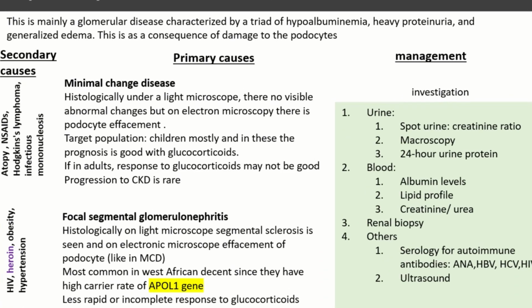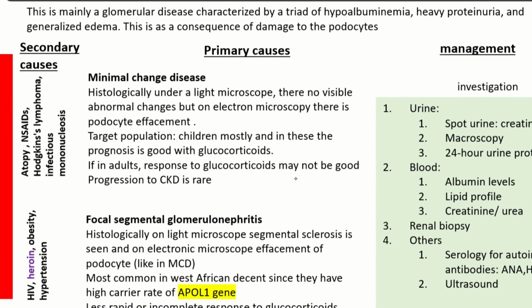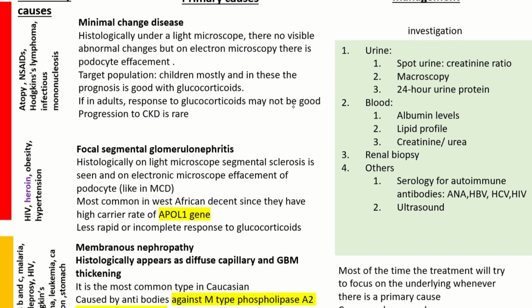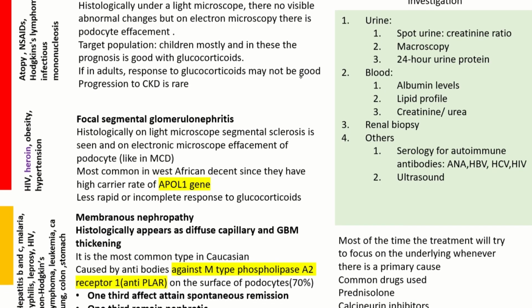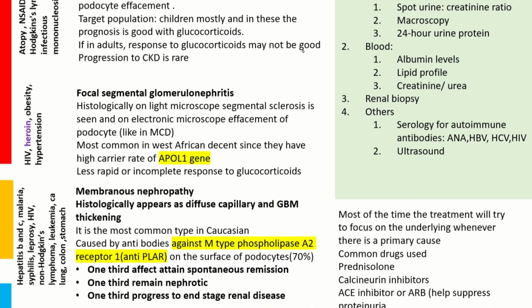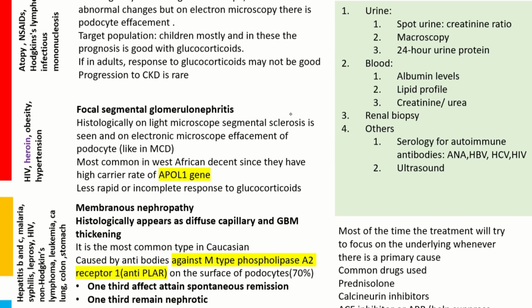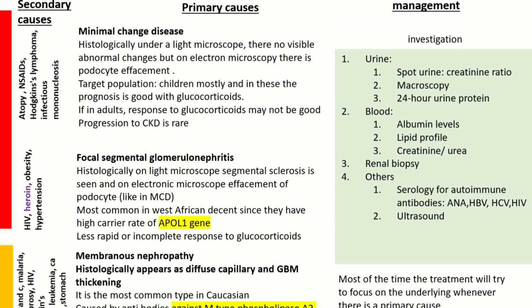So when we look at the causes of this syndrome, some are going to be secondary, some are going to be primary. The secondary ones are due to other diseases that are basically extrinsic to the glomerulus. Then we have the primary causes, which are what remain after eliminating all other causes; we realize it's just something wrong going on with the glomerulus. Basically the three most common are minimal change disease, focal segmental glomerulonephritis, and membranous nephropathy.